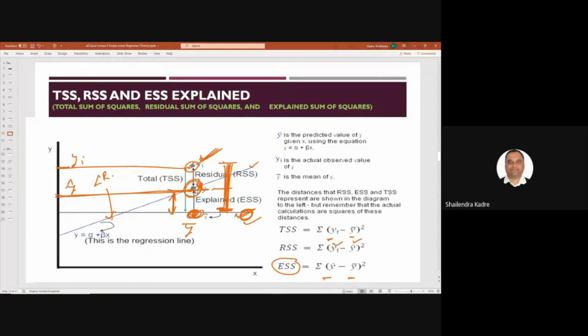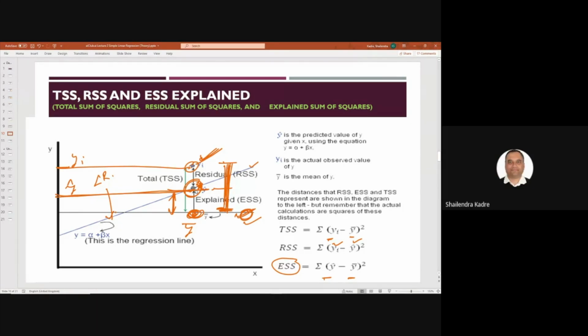Can anybody tell me from the audience what is TSS, the total sum of squares? How much is our total error? It is RSS plus ESS, the explained sum of squares and the residual sum. Very nice. So can you explain it in qualitative terms? What is TSS? How far away are we from the mean? Yes, how far our actual observations are from the mean.